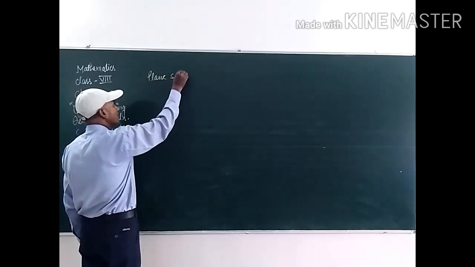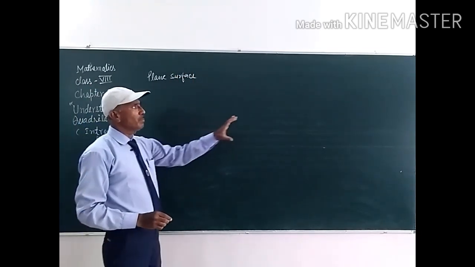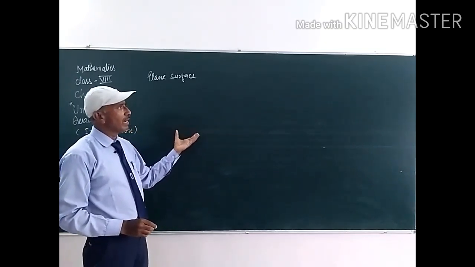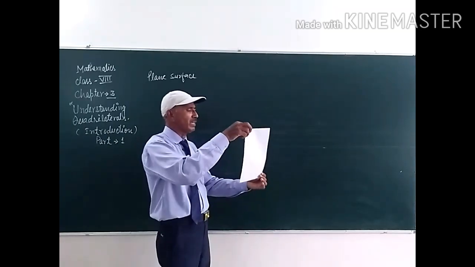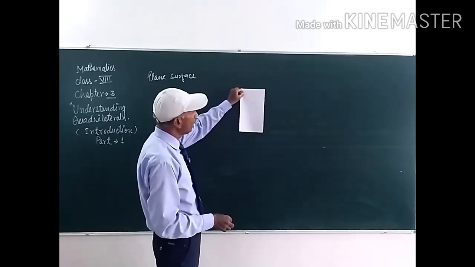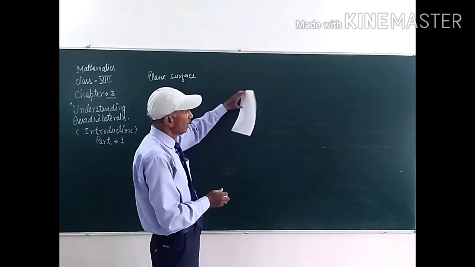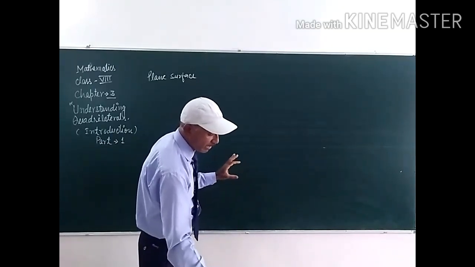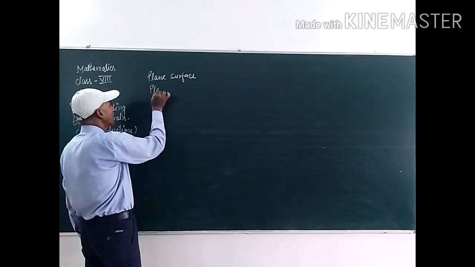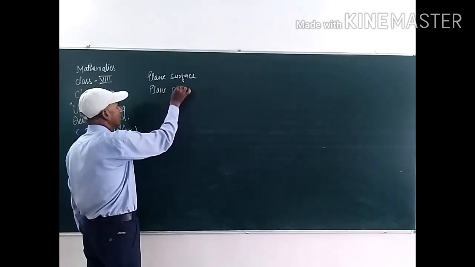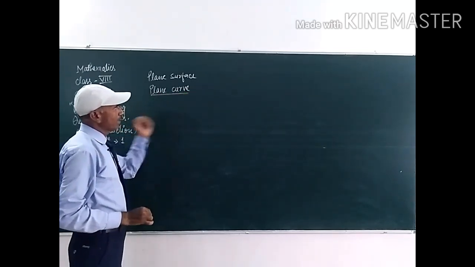Plane surface. Students, this green board is an example or a model of plane surface, or this paper sheet is also a plane surface. And the next topic related to this is plane curve. What is plane curve, students?